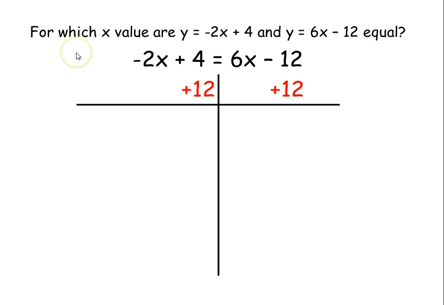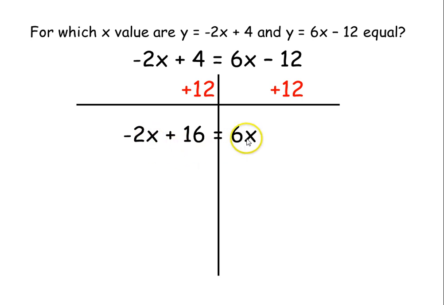When we add 12 to both sides, the resulting equation is negative 2x plus 16 is equal to 6x. The negative 2x just comes down from the left-hand side. The 16 is from combining the like terms 4 and 12. Then the minus 12 and the plus 12 cancel out, which leaves us with nothing. That's why we added the 12 to both sides. And the 6x just drops down from the right-hand side.